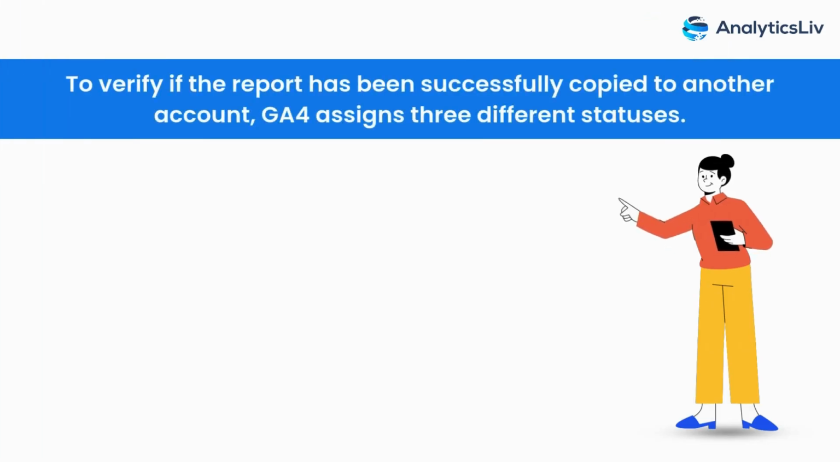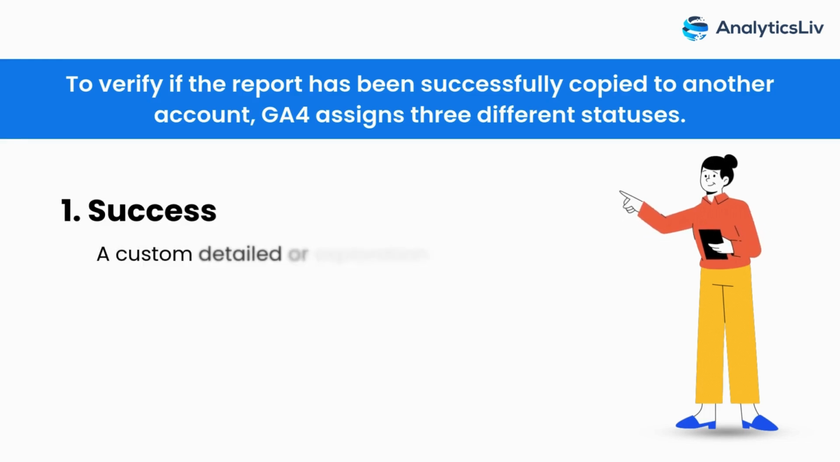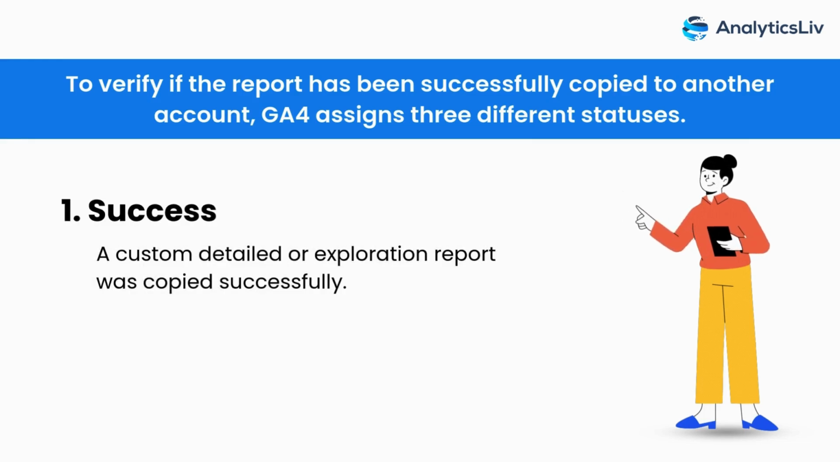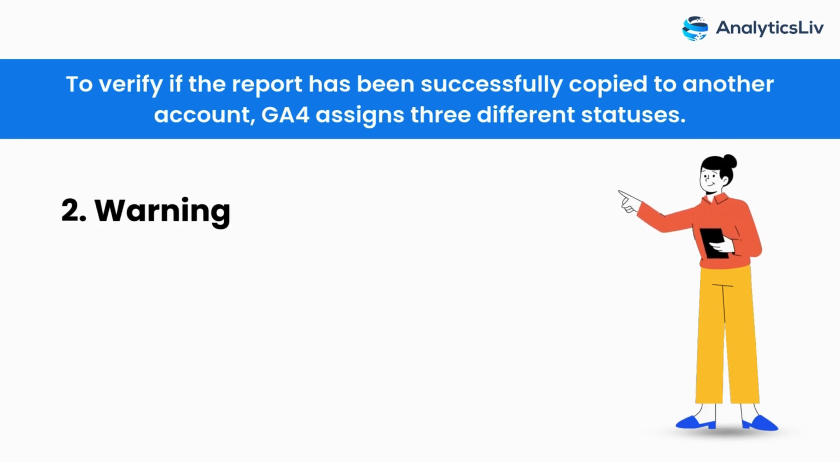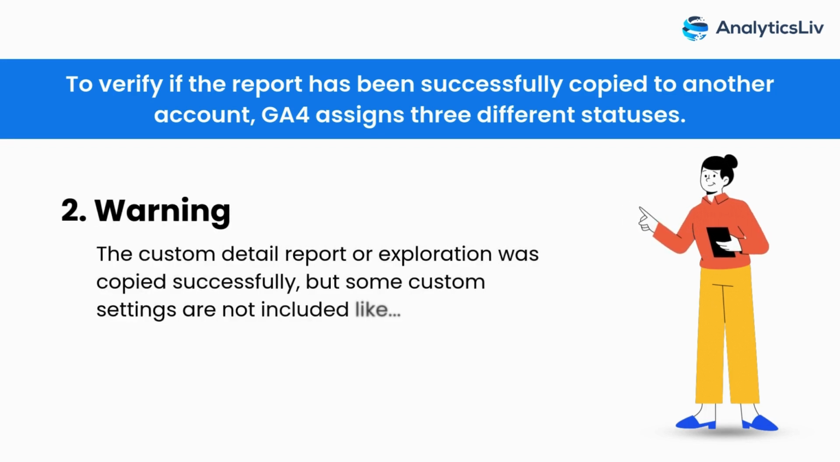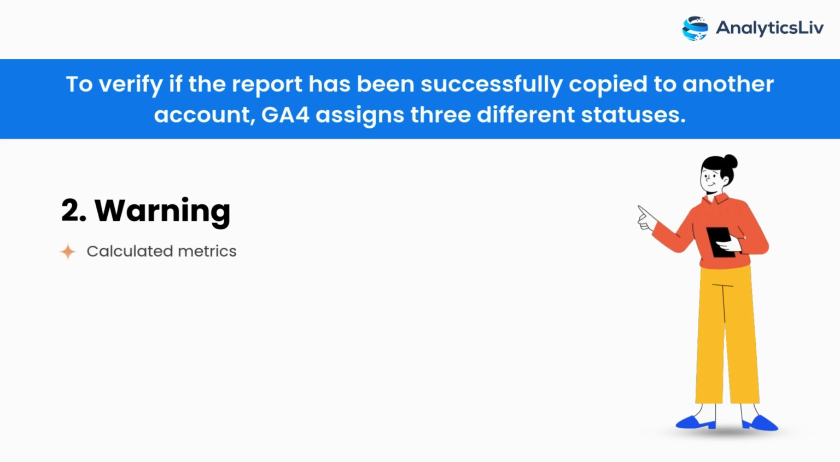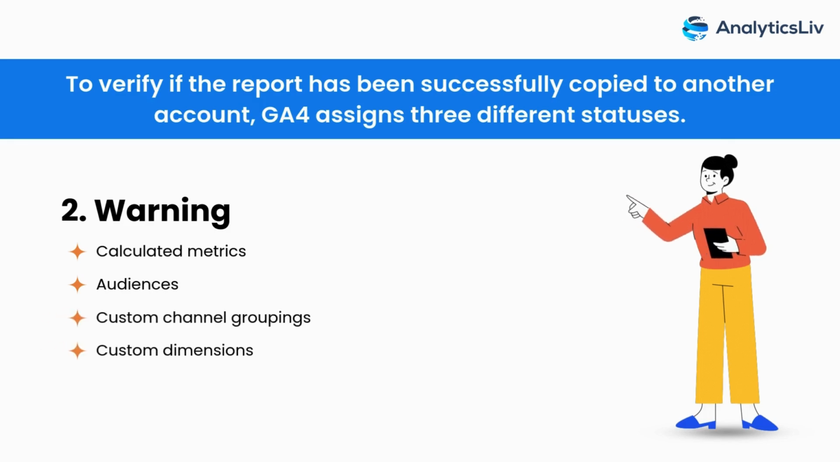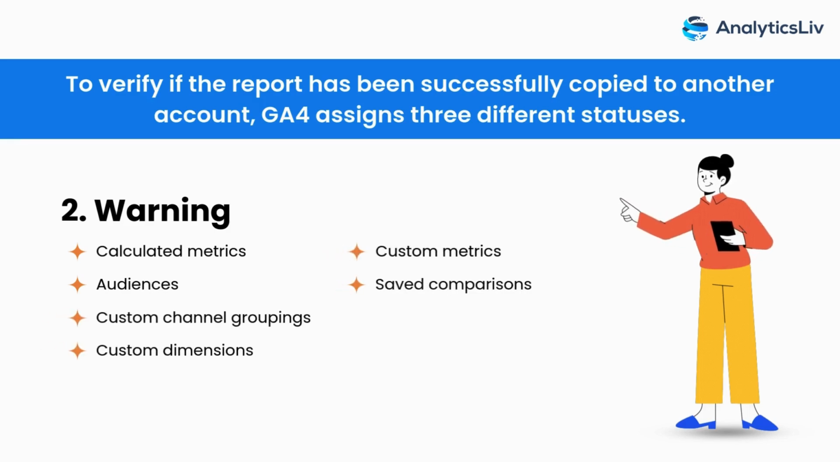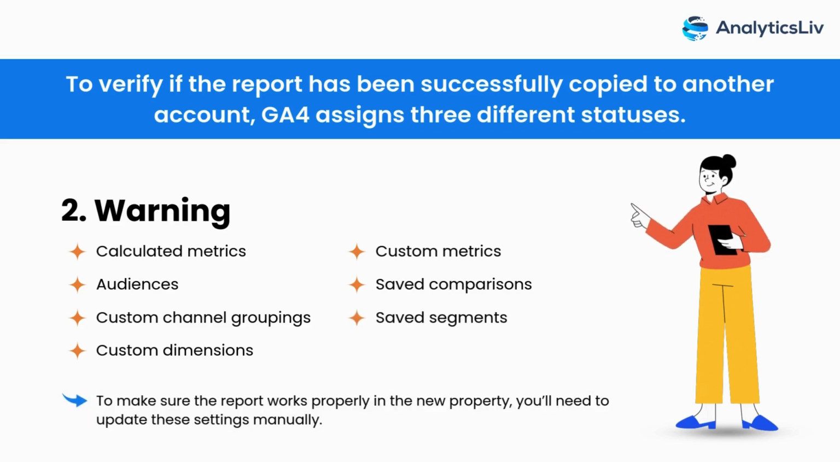To verify if the report has been successfully copied to another account, GA4 assigns 3 different statuses. Number 1, Success. A custom detailed or exploration report was copied successfully. Number 2, Warning. The custom detailed report or exploration was copied successfully, but some custom settings are not included, like calculated metrics, audiences, custom channel groupings, custom dimensions, custom metrics, saved comparisons, and saved segments. To make sure the report works properly in the new property, you'll need to update these settings manually.